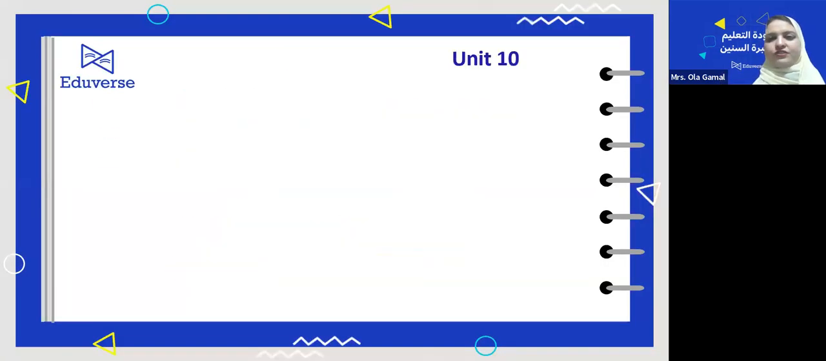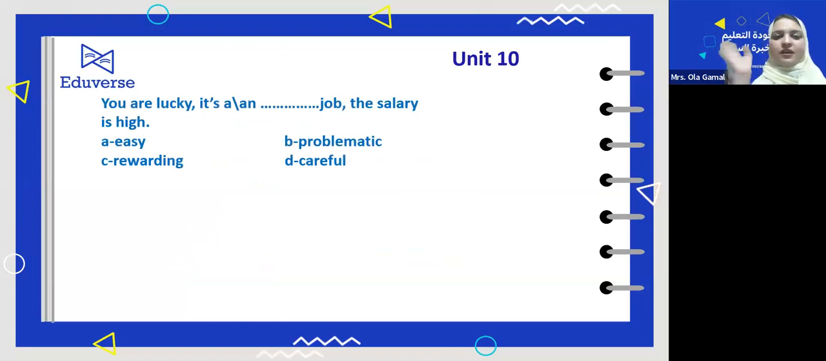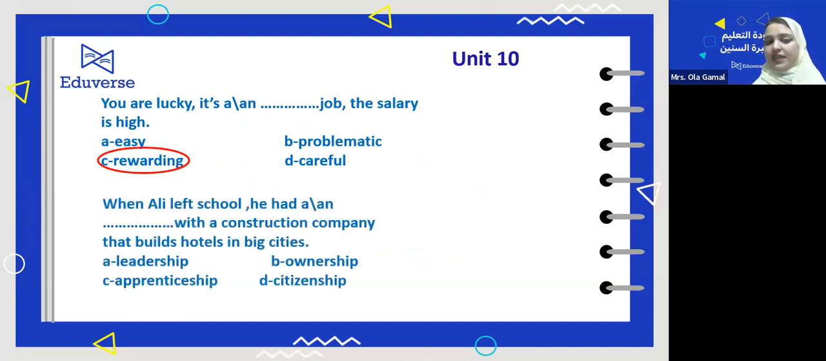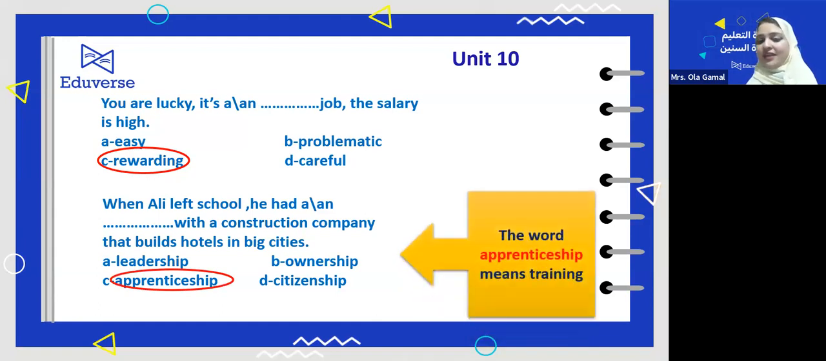Okay, let's move on to the next question. You are lucky if what job the salary is high. So here we're going to choose just one answer. Yes, it's a rewarding job. That means the salary is high, so it's rewarding, a very, very good job. The next question: when Ali left school, he had what with a construction company that builds hotels in big cities? Yes, what does he have? Amazing. Apprenticeship. It's a kind of training that you have before signing the contract for a company or for an office or for the school and so on.